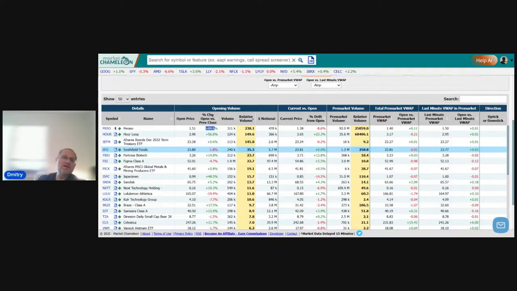If it was down on the day, then there was a supply of stock that had an imbalance to drive the stock lower. Okay, so uptick, downtick. So we could see here this one opened higher, 84.6% on a volume of 311,000.